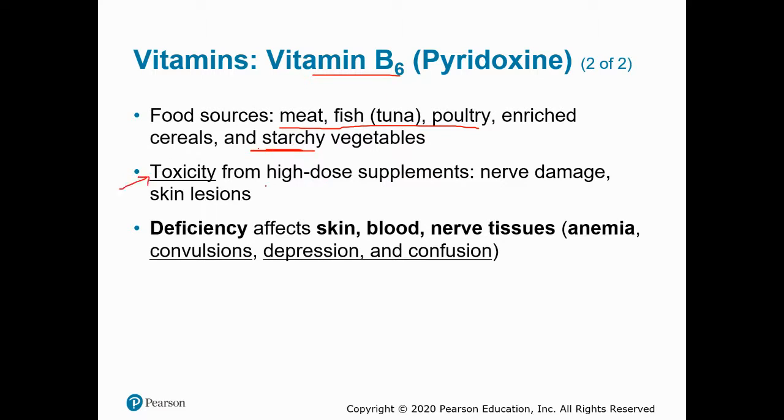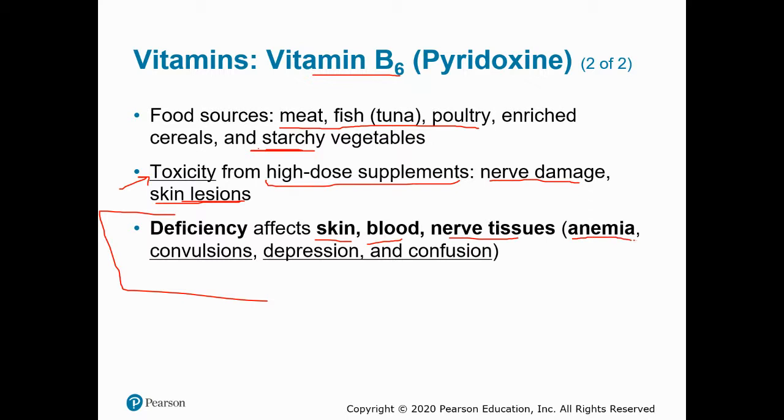We can again see toxicity from over-supplementation with B6, and this would lead to nerve damage and actual lesions of the skin. We can also see issues with deficiency of B6. And really, in any case, we'll see issues of deficiency with any micronutrient. Because of the various functions of B6 in the body, a deficiency of B6 will affect various systems: our skin, our blood, our nervous system.